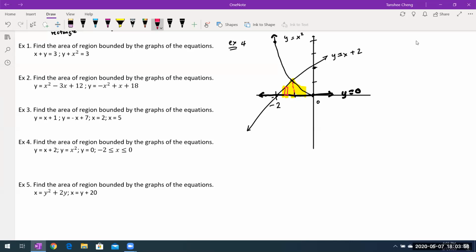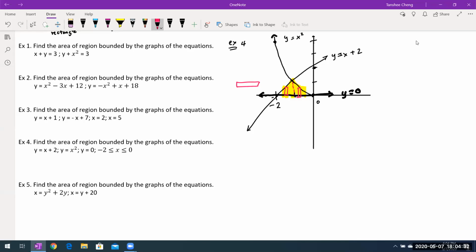But once we pass this point, the top function and the bottom function change. The top function becomes a parabola and the bottom function becomes a horizontal line. So that basically tells us this problem needs two separate integrals to find the area. So that's one way. Another way is I can think about a horizontal rectangle.